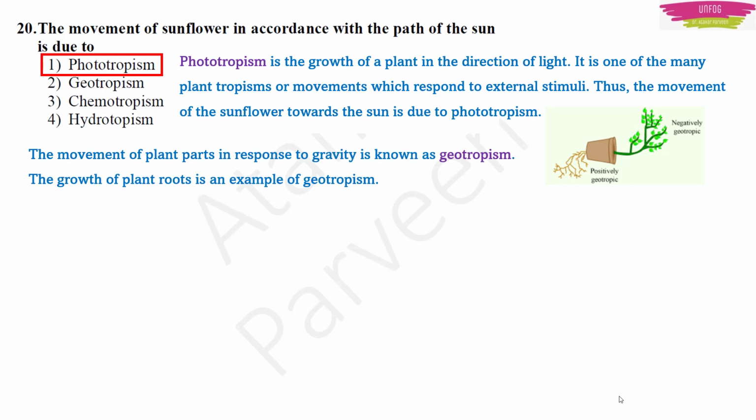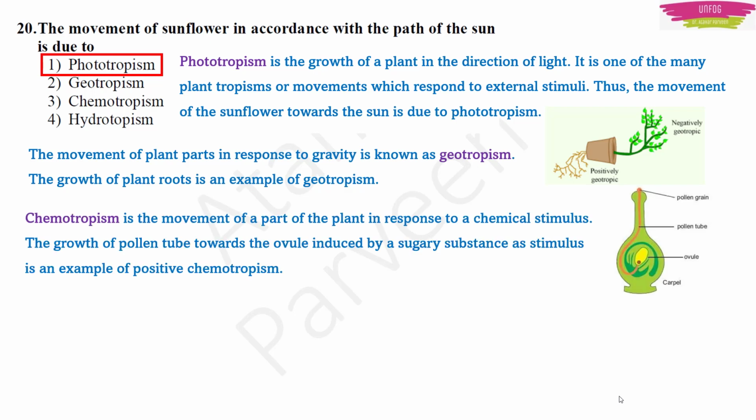This is the movement of plant parts in response to gravity. Here you can see the figure. If that plant is moving away from the gravity, then it is negatively geotropic. Or if the roots are moving towards the ground, then it is known as positively geotropic. Next comes chemotropism. This is the movement of a part of the plant in response to a chemical stimulus. Here the growth of pollen tube towards the ovule is induced by a sugary substance as stimulus. Okay, this is one example of positive chemotropism.